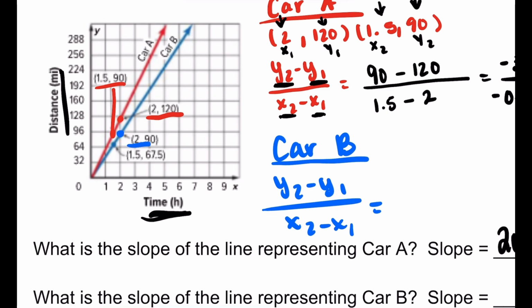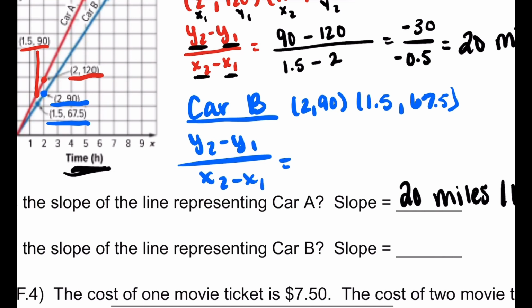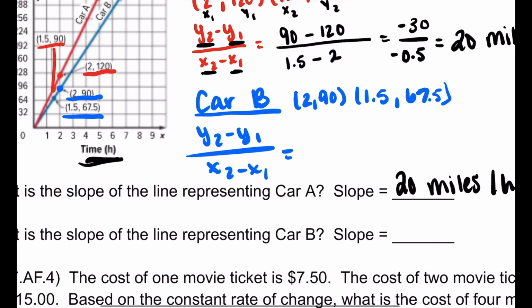For one ordered pair, I do have 2 and 90. And for the second ordered pair, I have 1.5 and 67.5. Okay, same exact process that I just did at the top. So remember your ordered pairs.